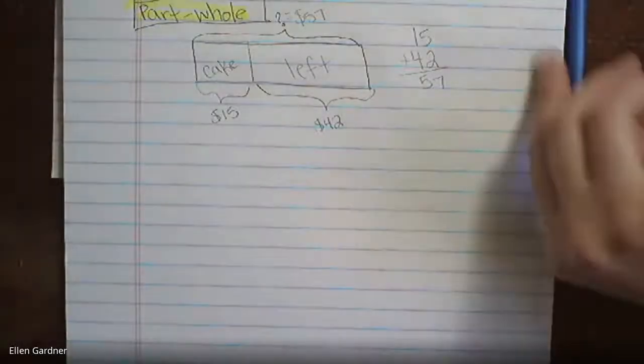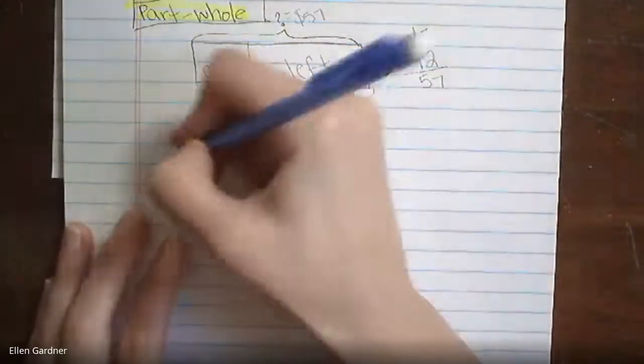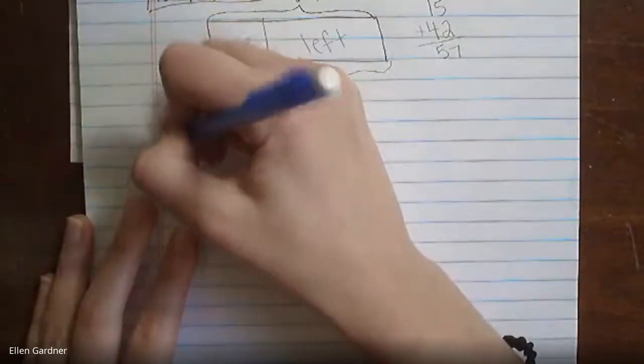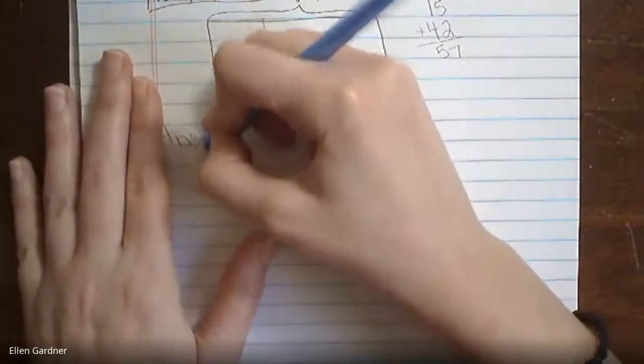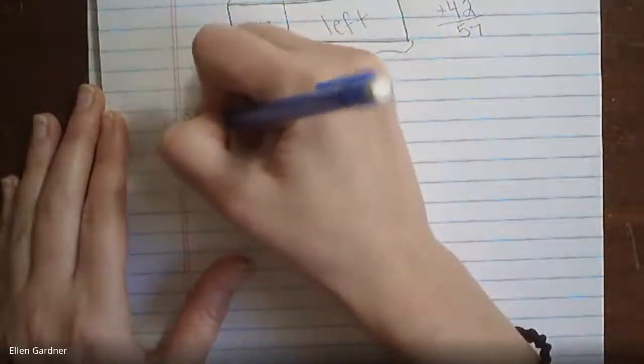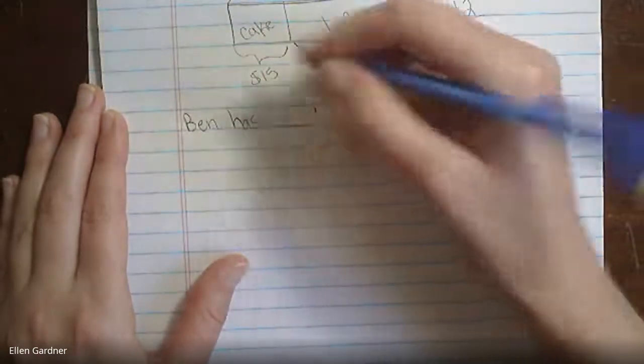So let's write this on our own paper. Now, our answer sentence, we still are going to write. Actually, we don't need to write an answer sentence, but Ben has blank baseball cards.